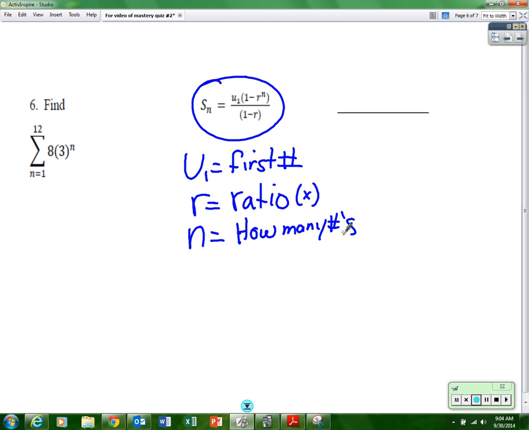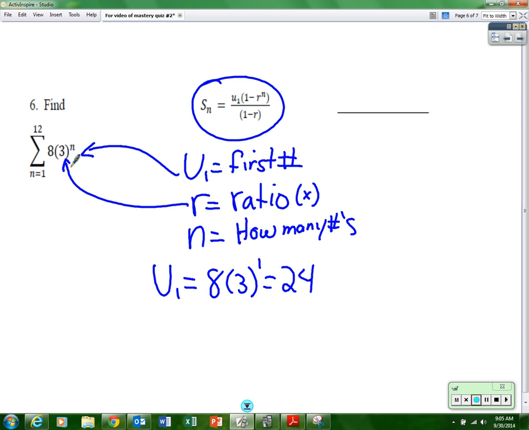All right, so let's figure this out. So U sub 1, we're going to plug 1 into the expression. So 8 times 3 to the first power is 24. 8 times 3 is 24. Okay, the ratio, what are we multiplying by, is 3. So the R is 3. The N is the how many? Well, we're going from 1 to 12. Well, that would be 12 numbers. Okay, so the N is 12.